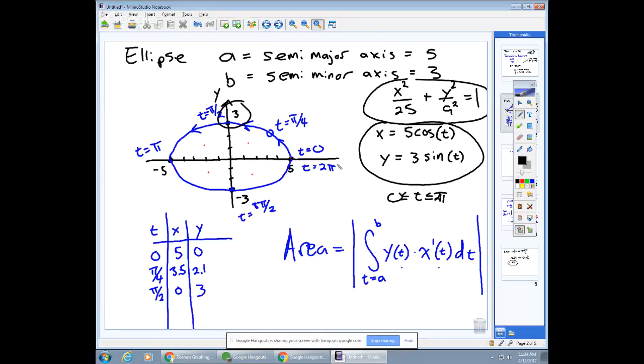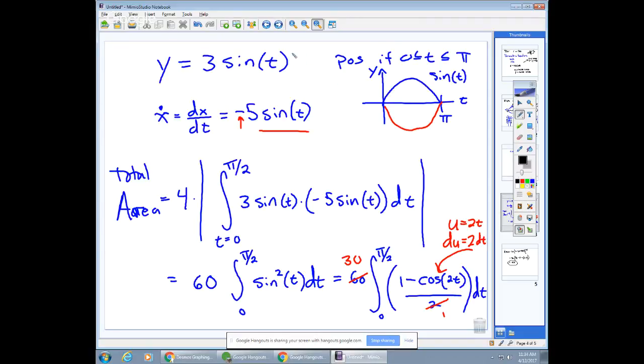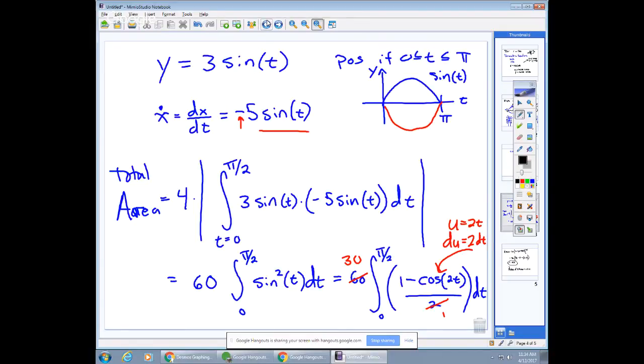It's the product of 3 and 5, the semi-minor and semi-major axes. So we might ask, is that always going to be the case? Is the area of an ellipse always the product of the semi-major and semi-minor axes times pi? So let's see if we can reason through that. Is it A times B times pi?